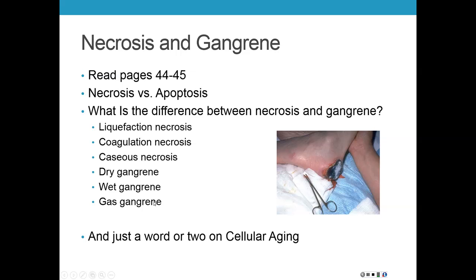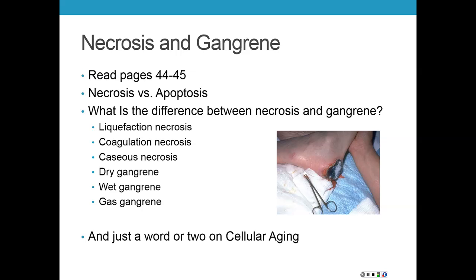For instance, gas gangrene has to do with the bacterium Clostridium, whereas dry gangrene has to do with lack of blood flow. Wet gangrene has to do with backing up of blood flow. So take a look at those. And then finally, just a word on cell injury.